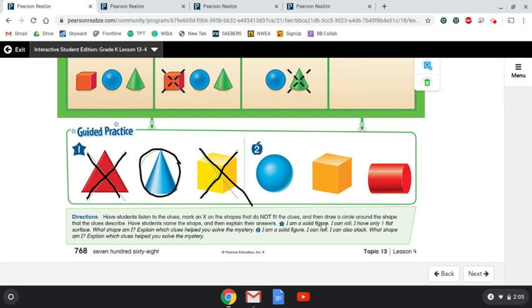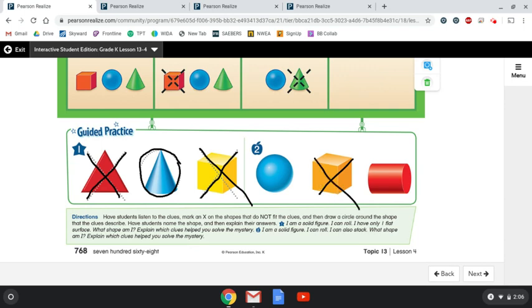All right, let's do number 2. Listen to my clues. The first clue is I am a solid figure. Now, if I look at all of these shapes, all of them are solid figures. So there's nothing to cross out yet. The next clue is I can roll. So a sphere can roll. It's like a ball. And a cylinder can roll. But a cube cannot roll. So it can't be that.